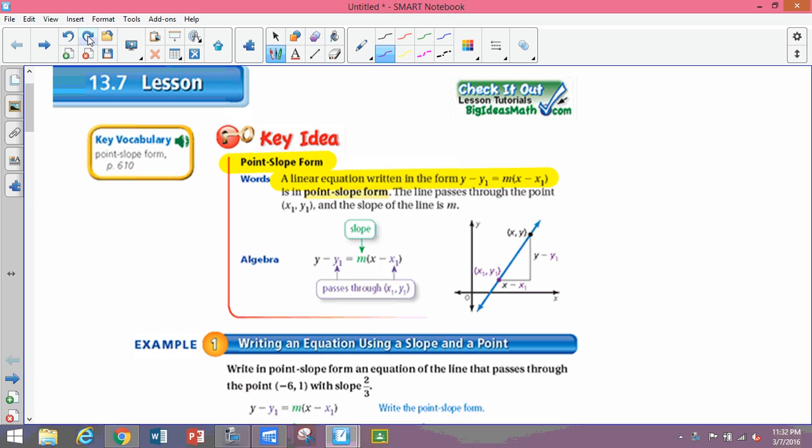Point slope form is a linear equation that's written in the form of, and this would be your formula, y minus y1 equals m times the quantity x minus x1. That's point slope form. The line passes through the point x1, y1, and the slope of the line is m. So when given the slope and just a point, this is one way that you can write an equation of the line.